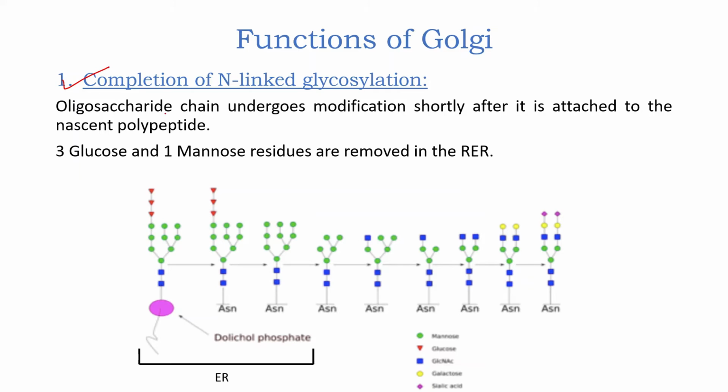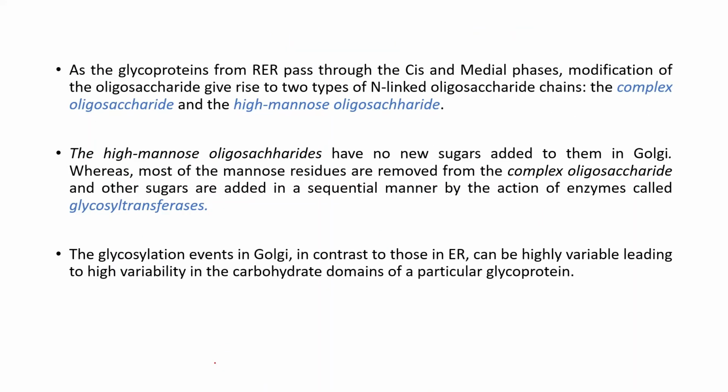So, the N-linked glycosylation begins in the RER but is completed in Golgi. The oligosaccharide chain undergoes modifications shortly after it is attached to the nascent polypeptide. And this first modification, that is 3 glucose and 1 mannose removal, occurs in the RER. Here in the figure, can you see these are the 3 glucose residues and one of the mannose residues is removed in the ER itself. When the oligosaccharide moves to the Golgi apparatus, then what happens?